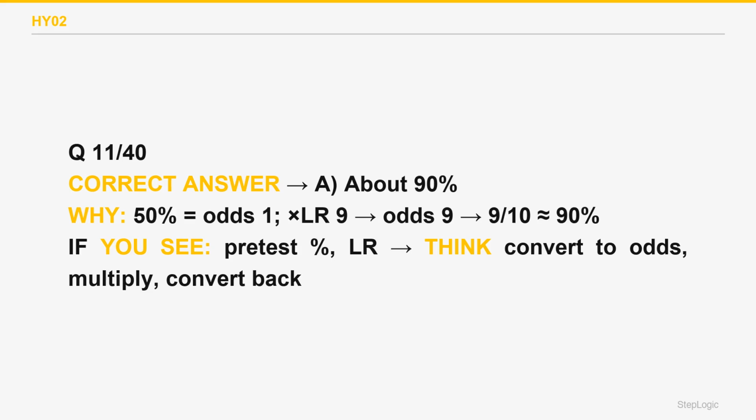The correct answer is A. A positive test is informative, so the probability does not stay at the pretest 50%. Choice B wrong. About 9% comes from misusing the LR as if it were a probability rather than a multiplier of odds. The true value moves up, not down to 9%. Choice C wrong. Odds of 1 times 9 gives a post-test probability of about 90%.